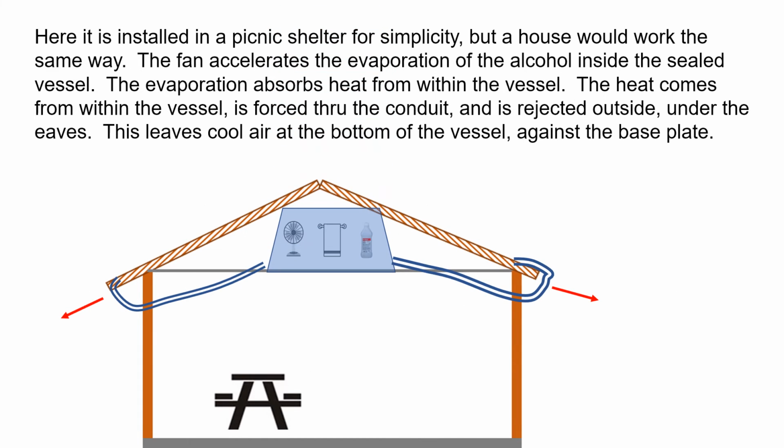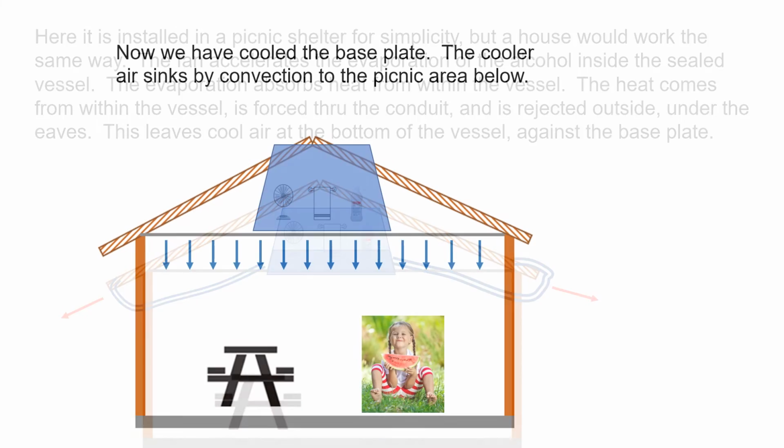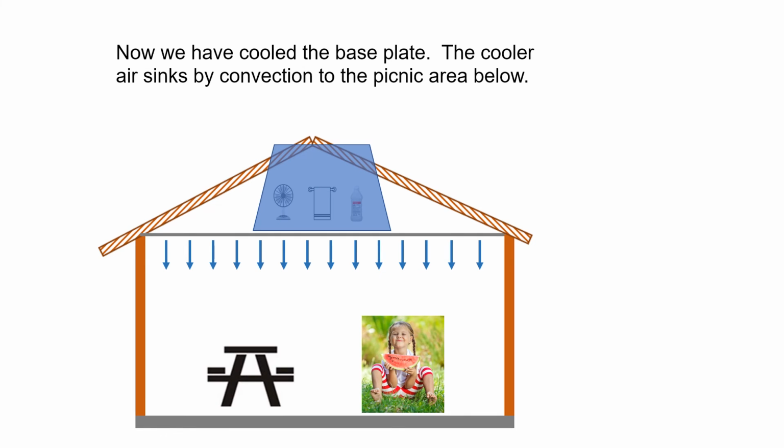Here it is installed in a picnic shelter for simplicity, but a house would work the same way. The fan accelerates the evaporation of the alcohol inside the sealed vessel. The evaporation absorbs heat from within the vessel. The heat comes from within the vessel, is forced through the conduit, and is rejected outside under the eaves. This leaves cool air at the bottom of the vessel against the base plate. Now we have cooled the base plate. The cooler air sinks by convection to the picnic area below.